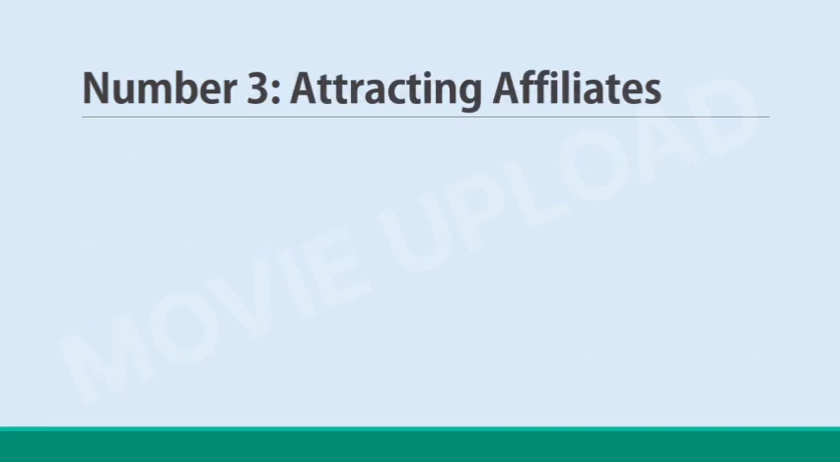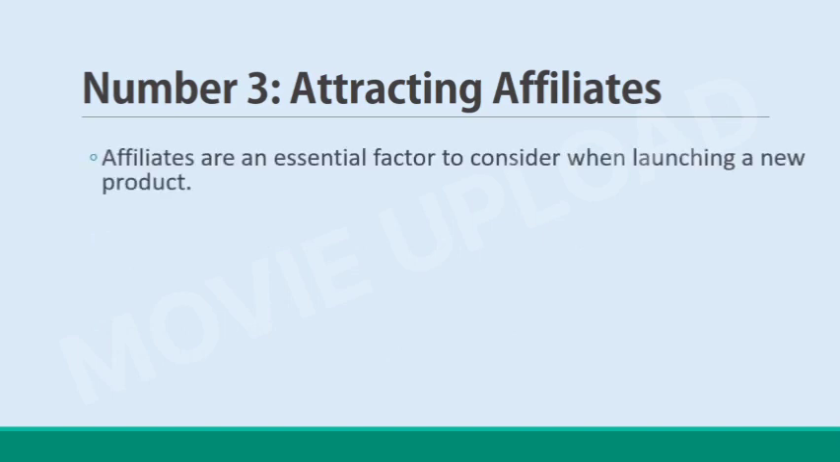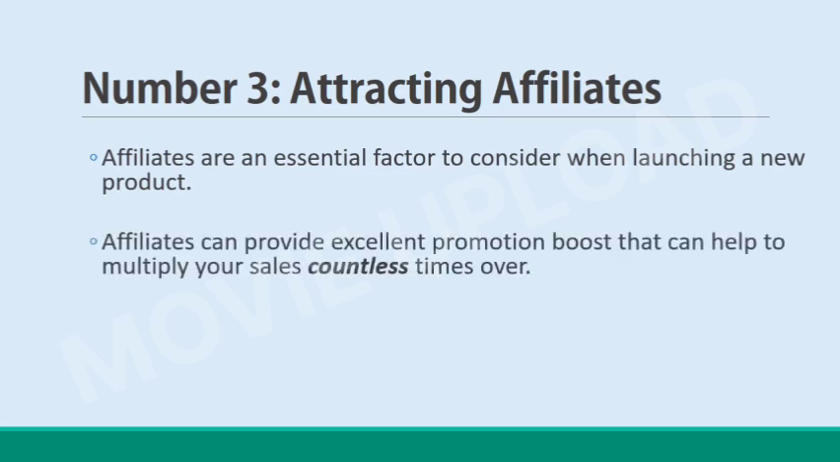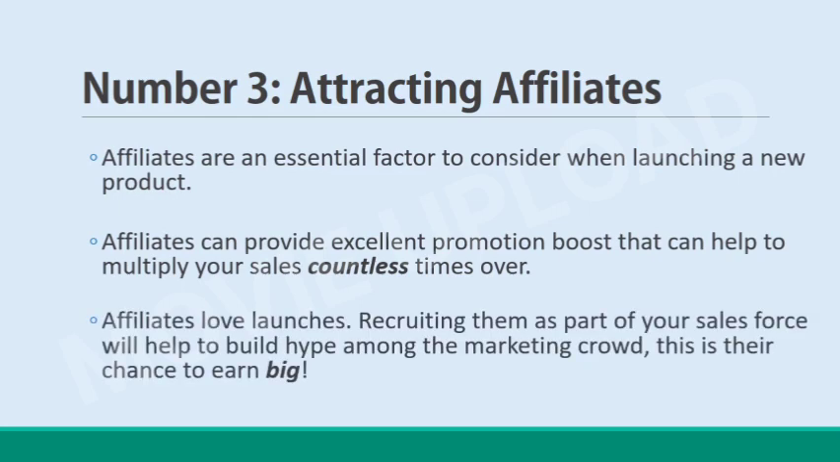Number 3. The other best way to promote a product online? Find affiliates. That way you'll have an army of promoters all working with you to help you launch your item, and thereby multiplying your sales countless times over. One of the best ways to get an affiliate on board? Launch your product. Affiliates love launches, and that way you can build hype among the marketing crowd too. This is their chance to earn big.